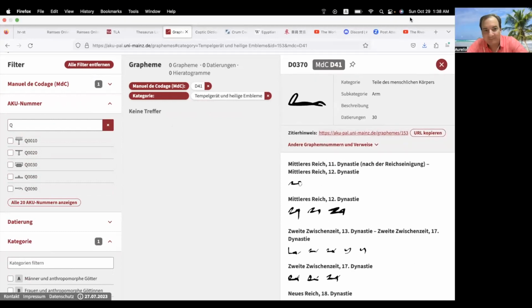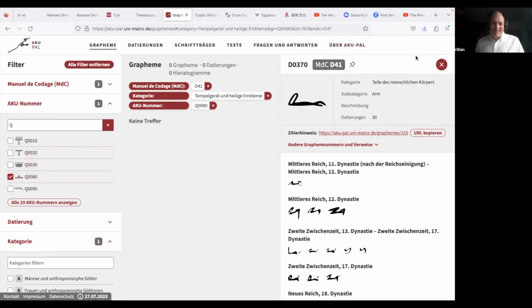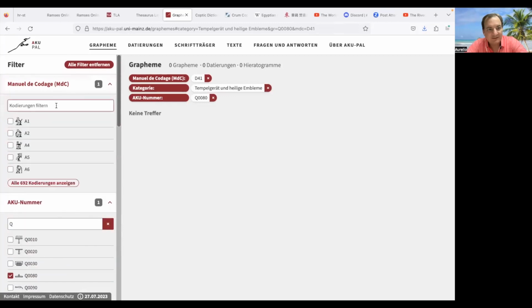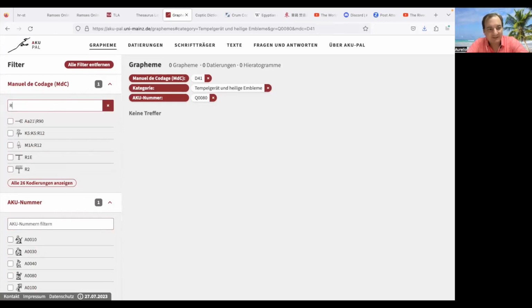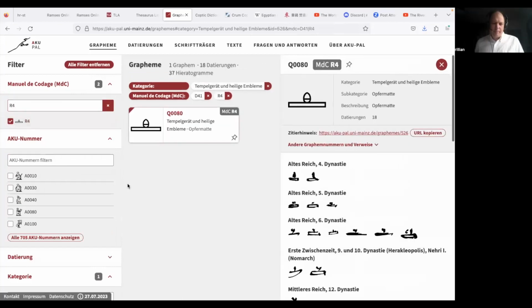I know. How do I bring this? Jesus. Not my day. All the way. Oh, because I'm in the wrong one. That's my problem. There we go, now it works. I was trying to use the other catalog.